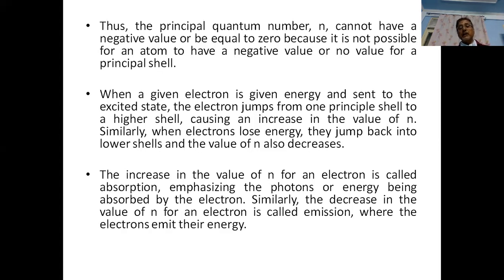The increase in the value of n for an electron is called absorption, emphasizing the photons or energy being absorbed by the electrons. Similarly, a decrease in the value of n indicates a release of a photon, that is, emission of a photon.